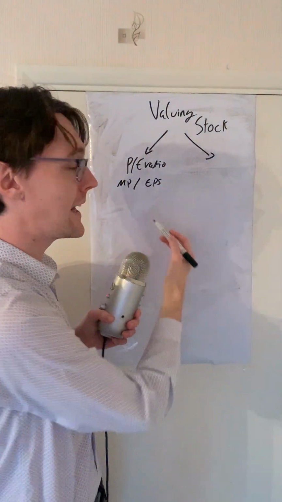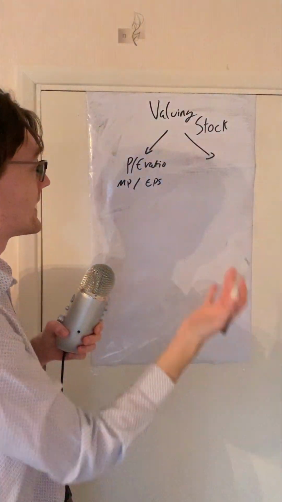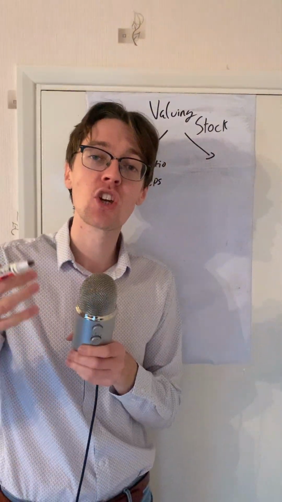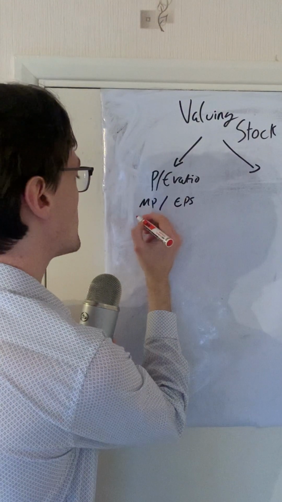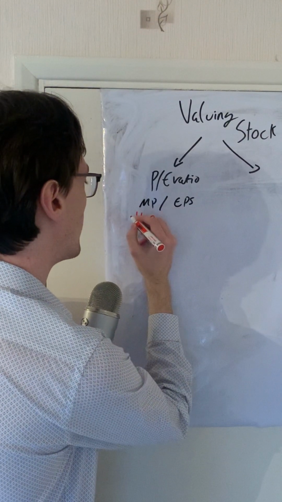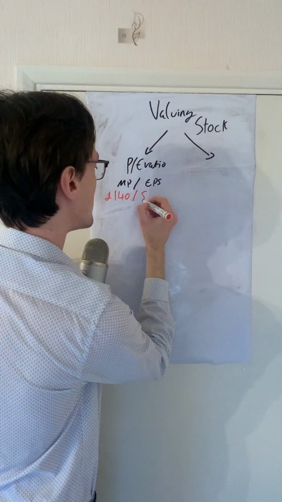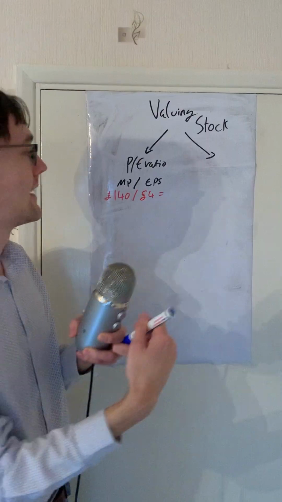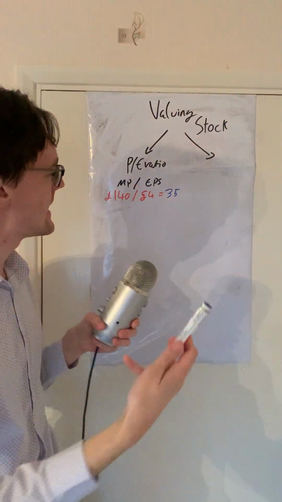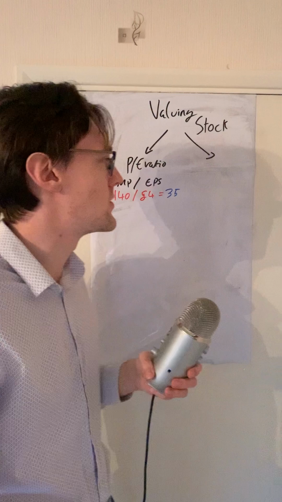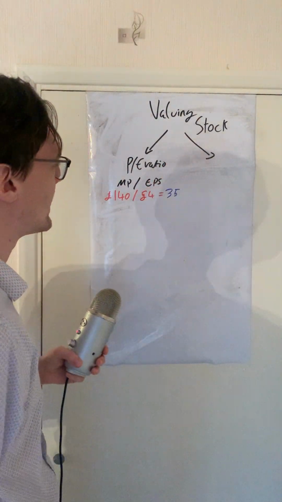So earnings per share being if we took the earnings of that business and we divided them by the number of shares, that would tell us how much each individual share earned in that given period. For example, if the share price was £140 and the earnings per share were £4, then our PE ratio would be 35. Now this in and of itself doesn't tell us too much. The way that PE ratios can be used is in comparison between different businesses.